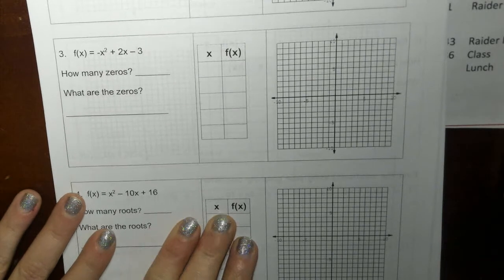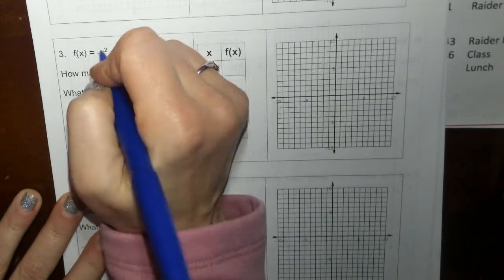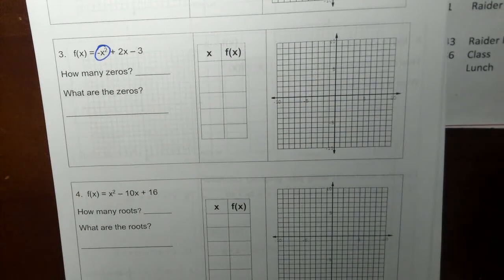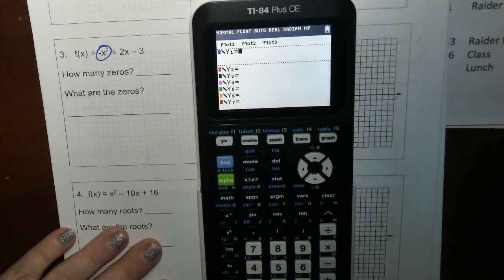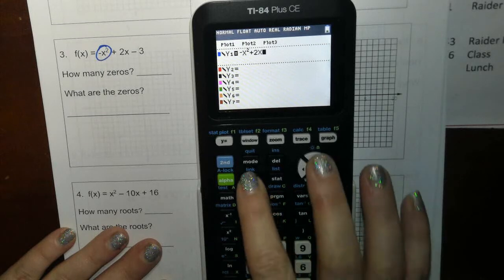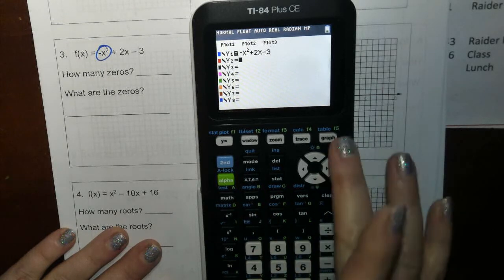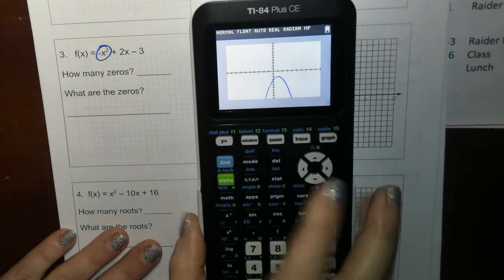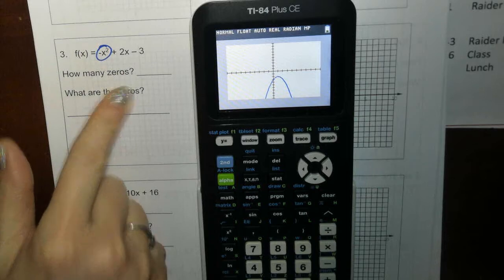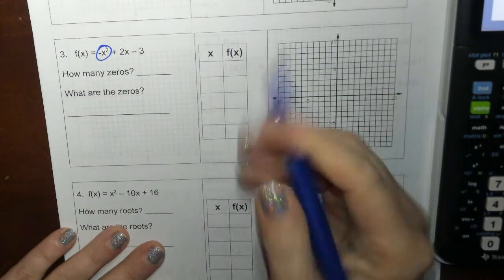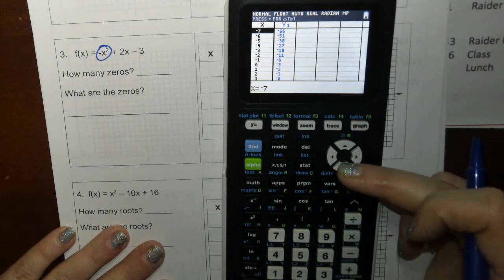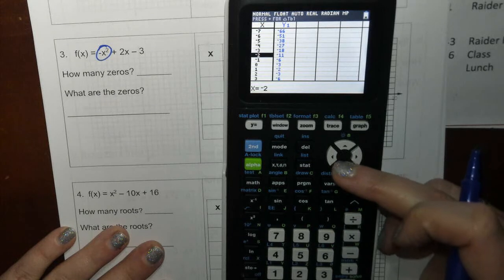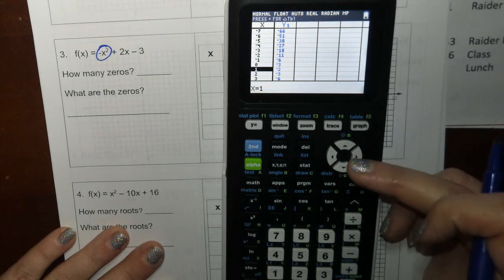So let's do another one. Let's do number 3. That's a negative x squared. If you remember what a negative x squared is going to do, let's see if you can think about that. But let's go ahead and put that in. Negative x squared plus 2x minus 3. I'm going to graph it. If you thought about it, negative means it opens down. It frowns because it's being negative. So now I want you to go to your table and let's look and see where it's not repeating anymore.